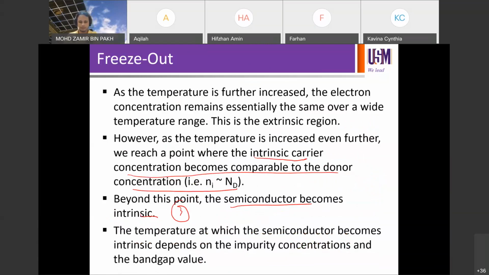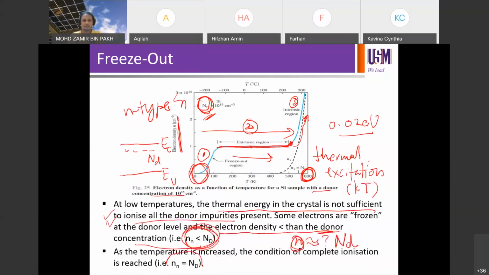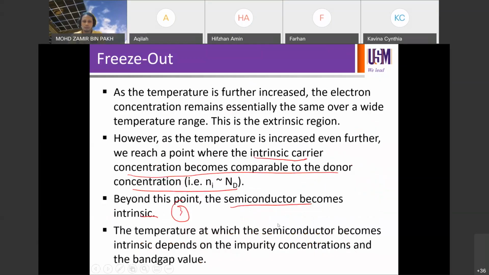So the temperature at which the semiconductor becomes intrinsic depends on the impurity concentration and the band gap value. So it depends on what's your starting value. Okay, if you're starting at 10^15, it's different. 10^16 is going to be different. 10^17 is going to be different. And it also depends on the band gap of your semiconductor material, either it's 1.1, 1.4, 0.7. So the temperature at which the semiconductor becomes intrinsic will be different depending on these two factors, impurity concentration and also the band gap. Right?